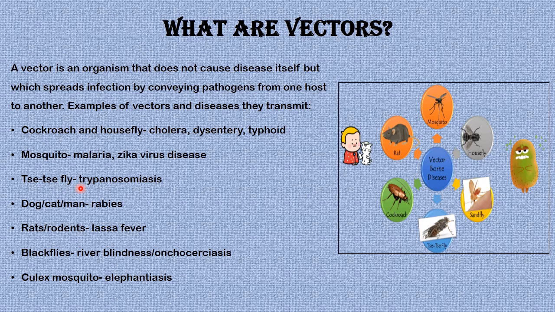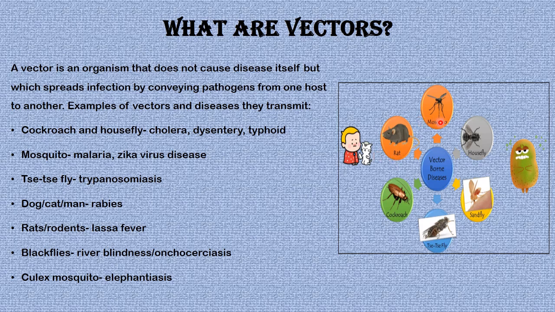Tsetse fly cause trypanosomiasis. Dogs, cats, and sometimes man as well, they can be vectors that cause rabies. Rats and rodents cause Lassa fever. Black flies cause river blindness or onchocerciasis, while the Culex mosquito cause elephantiasis. Now, you have examples right here of vectors.